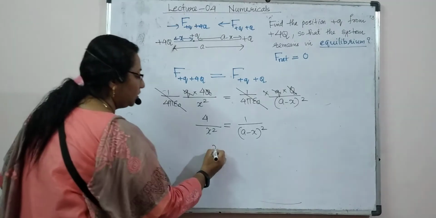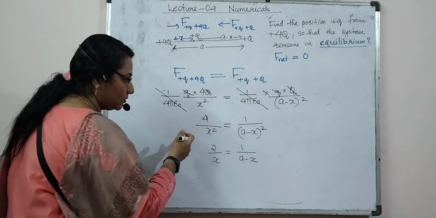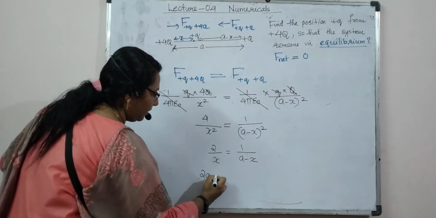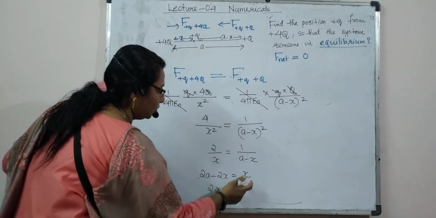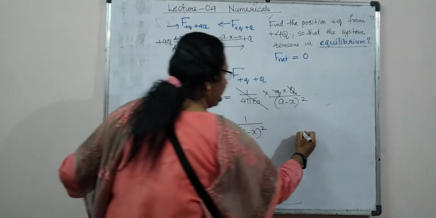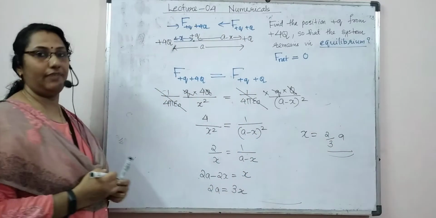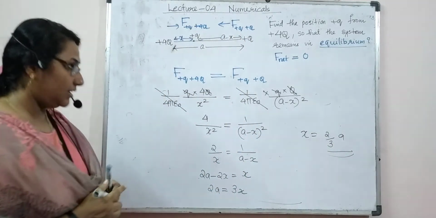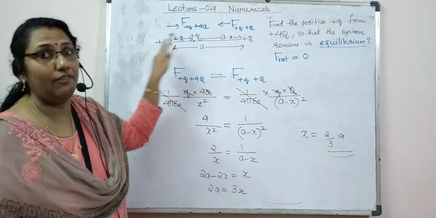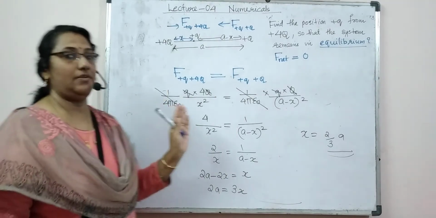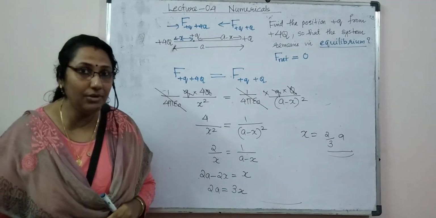Taking the square root, 2 by x is equal to 1 by a minus x. Cross multiplying, 2a minus 2x is equal to x. 2a is equal to 3x, or we can write x is equal to 2 by 3 of a. That is, if the charge plus q is kept at a distance 2 by 3 of a from plus 4q, the system will be in equilibrium. In other positions, there will be no equilibrium.